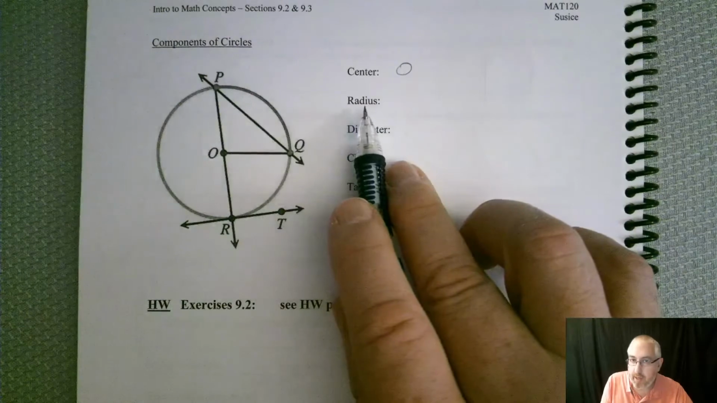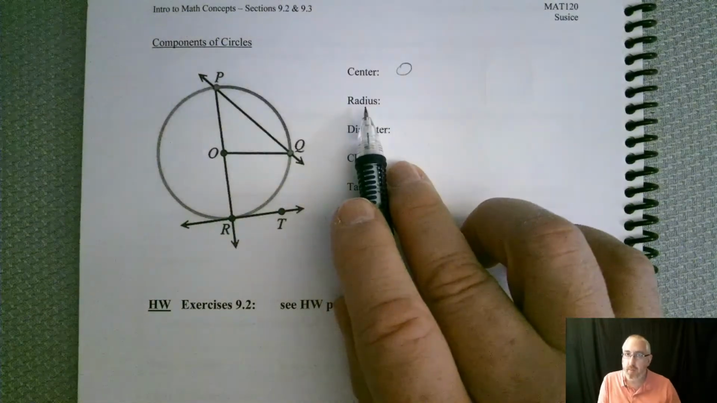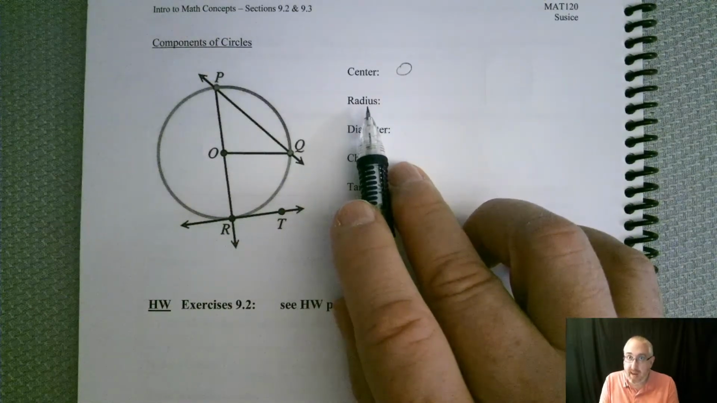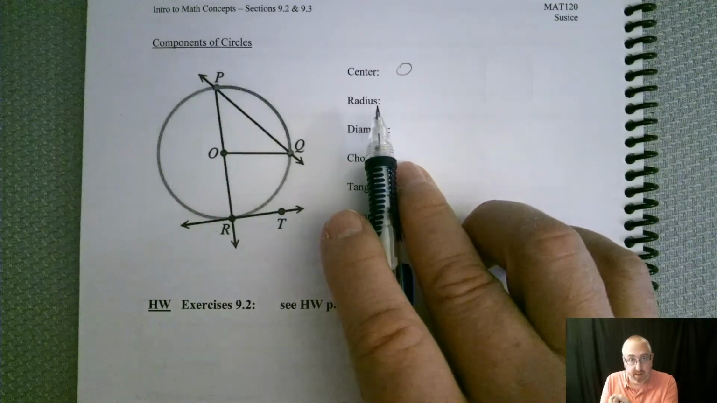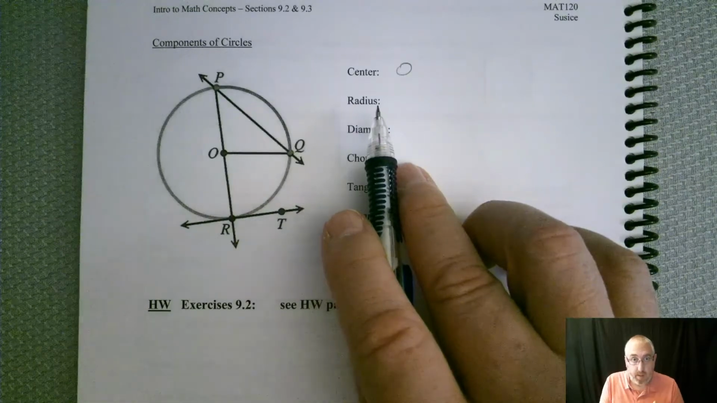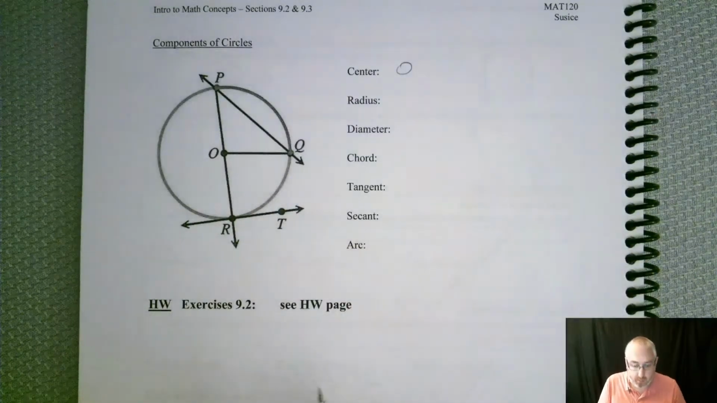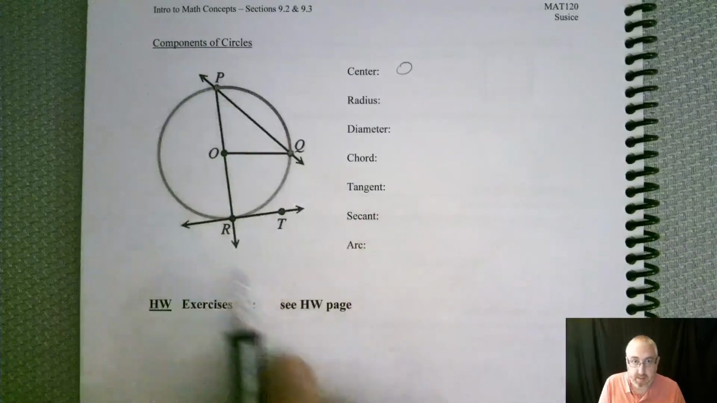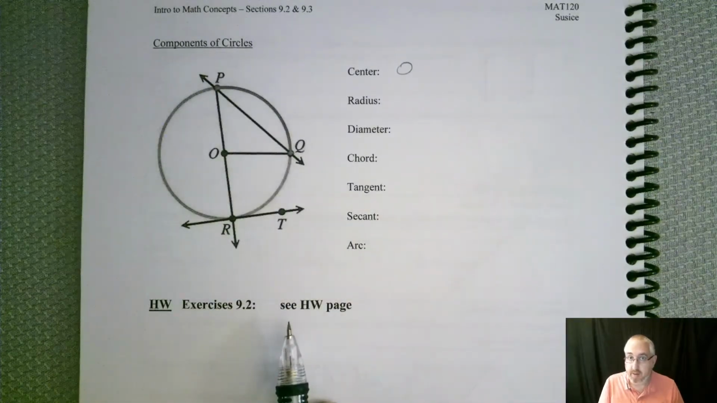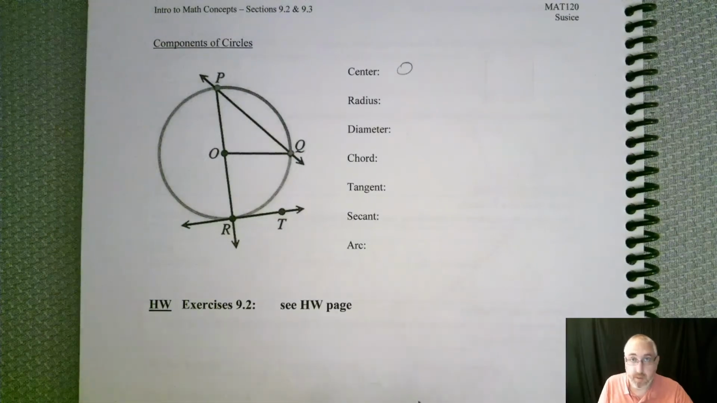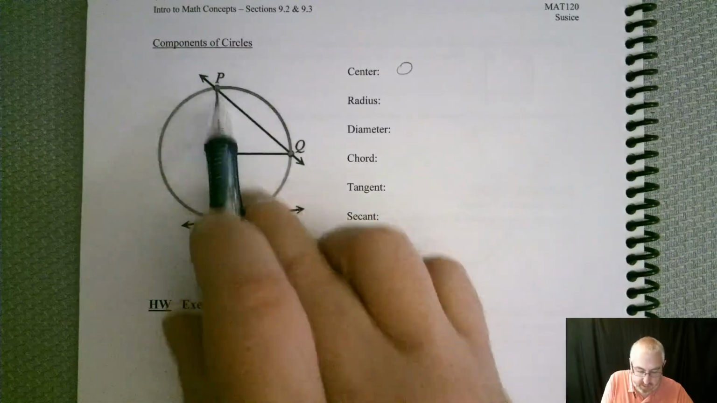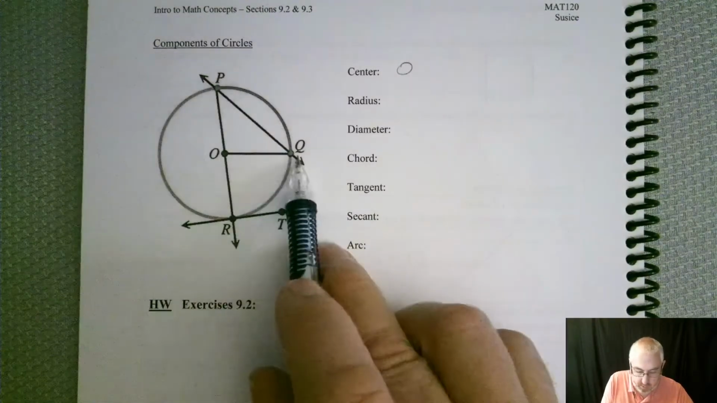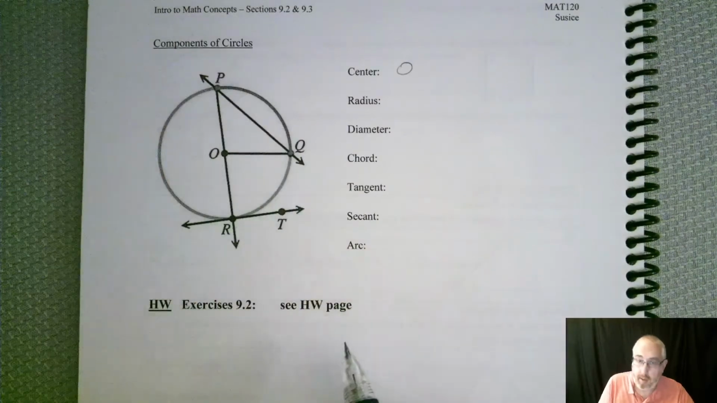Now, what about a radius? A radius of a circle, by definition, is a line segment that goes from the center of the circle to the outside edge of the circle. And you want to name all the different radii that are in this circle. It turns out there's 3 of them. So what are those 3 segments? From the center to the outside edge, so OP, OQ, and OR.